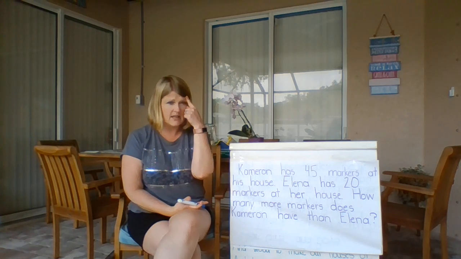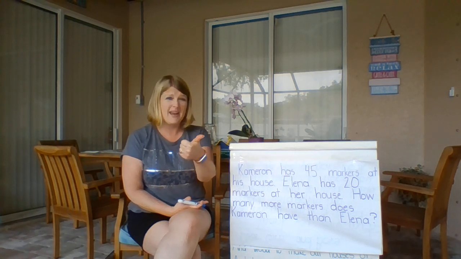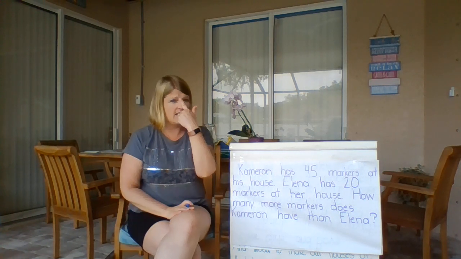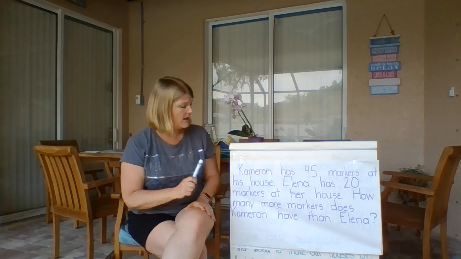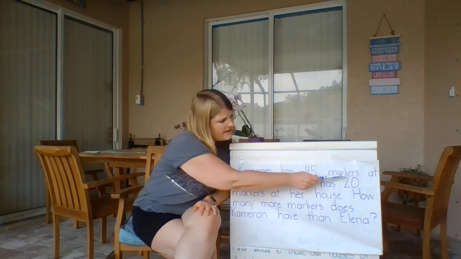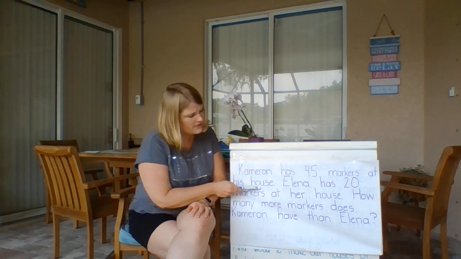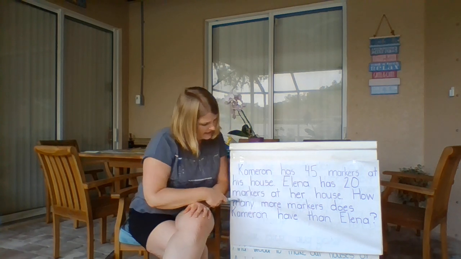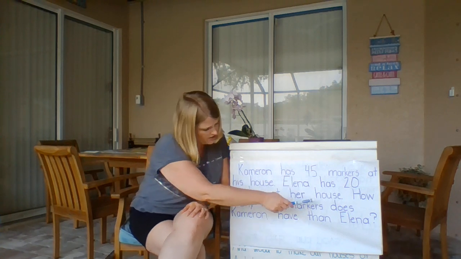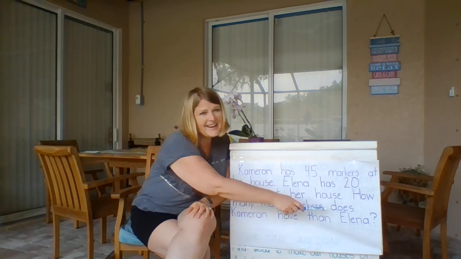This time we're visualizing. What does it look like? What are we going to either make or draw or write to help us figure out this problem? We're not doing it yet. We're just thinking of a plan. We're visualizing our plan. Here we go. Reading number 3. Cameron has 45 markers at his house. Elena has 20 markers at her house. How many more markers does Cameron have than Elena?